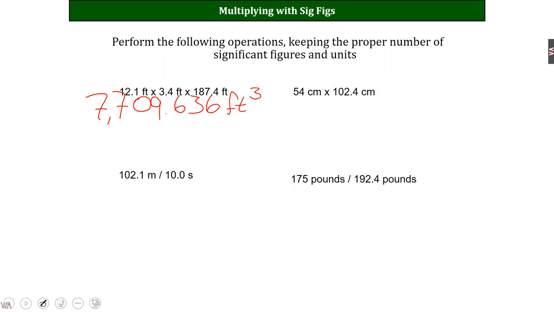So calculator answer for the first one, 7,709.636 feet cubed. How many sig figs do we get to keep? Just two. So we have to round to the hundredths place. 7,700 plus or minus 100 feet cubed.